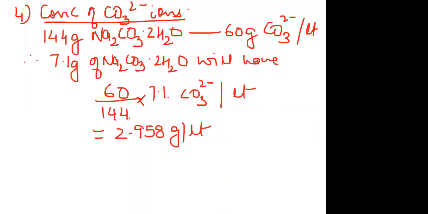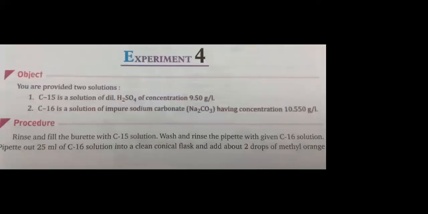Now we will go to the next one. In the next experiment, you will find that it is given to calculate the percentage purity of the sample. So let's go to that. This is experiment number 4. Again, in this case, we are going to use a different acid, that is dilute H2SO4, and we are going to use impure sodium carbonate.